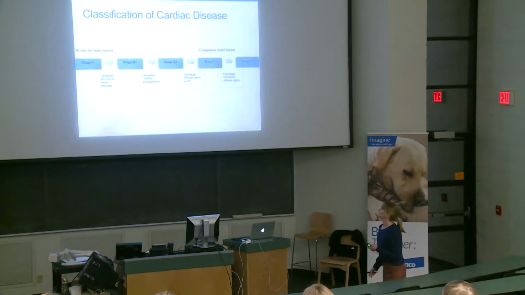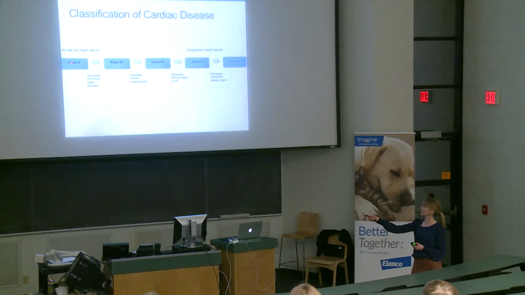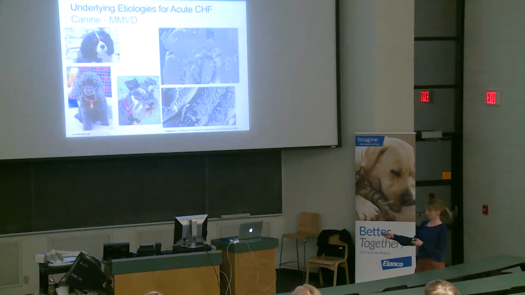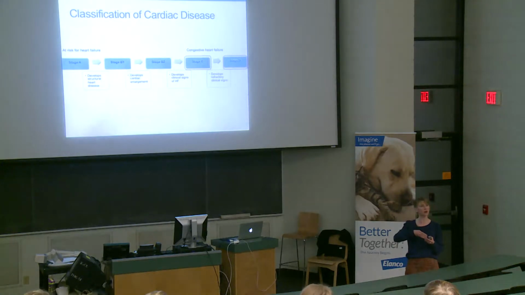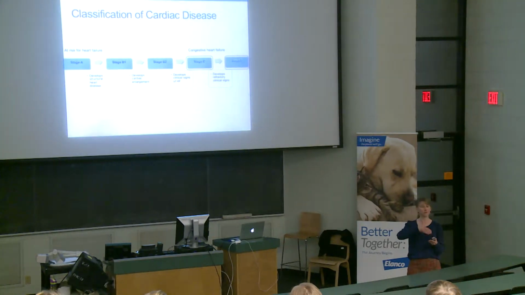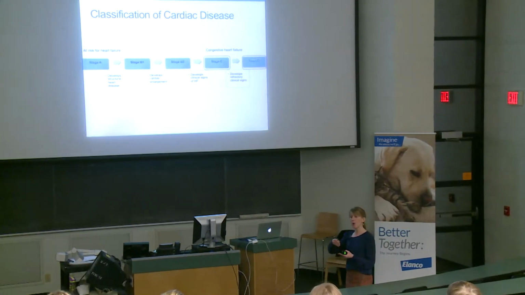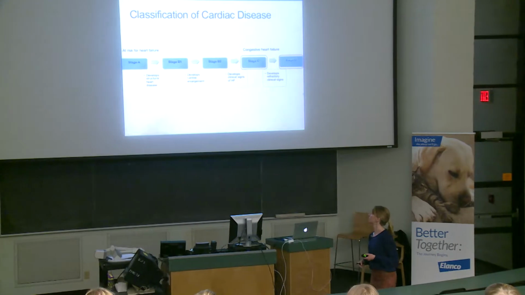So if we were to put that on a timeline, it looks something like this. Once again, we've got those at risk, those that have heart disease but that are asymptomatic, those that are now in heart failure. And we're going to focus specifically on these two stages. So we're talking about symptomatic heart failure patients that are either first time and or being managed with standard therapies, or those that are becoming refractory to standard therapies. So that's where our focus is.